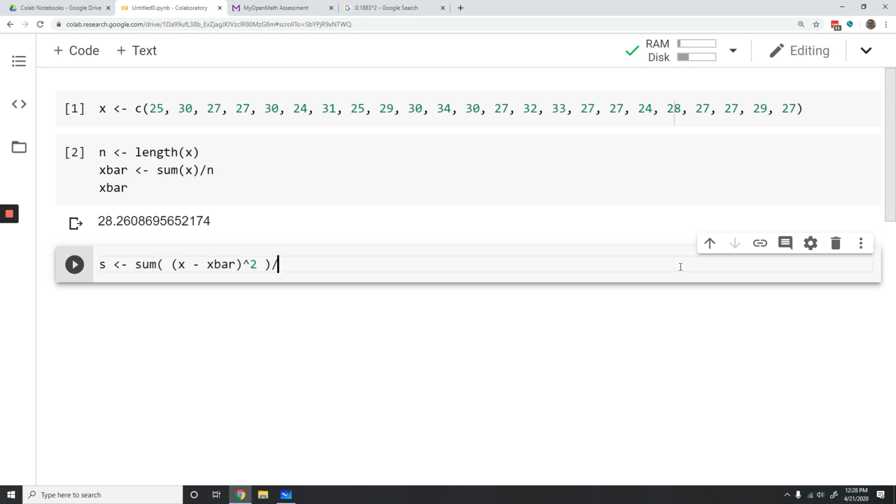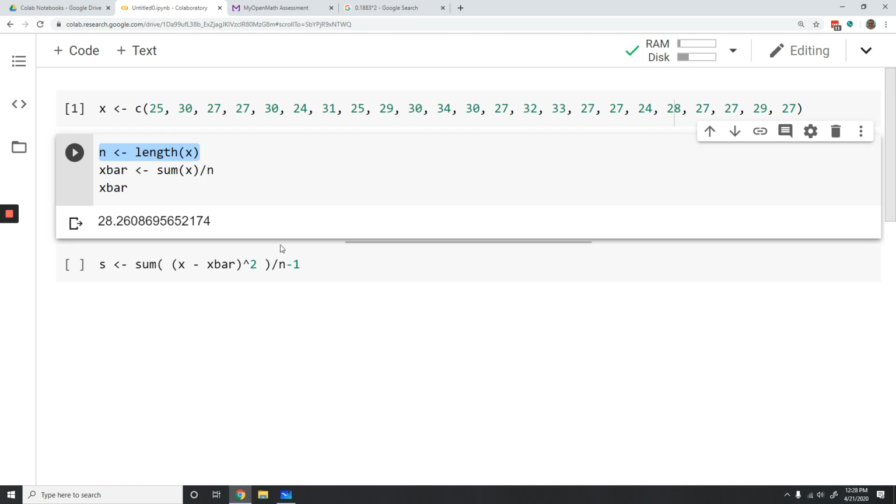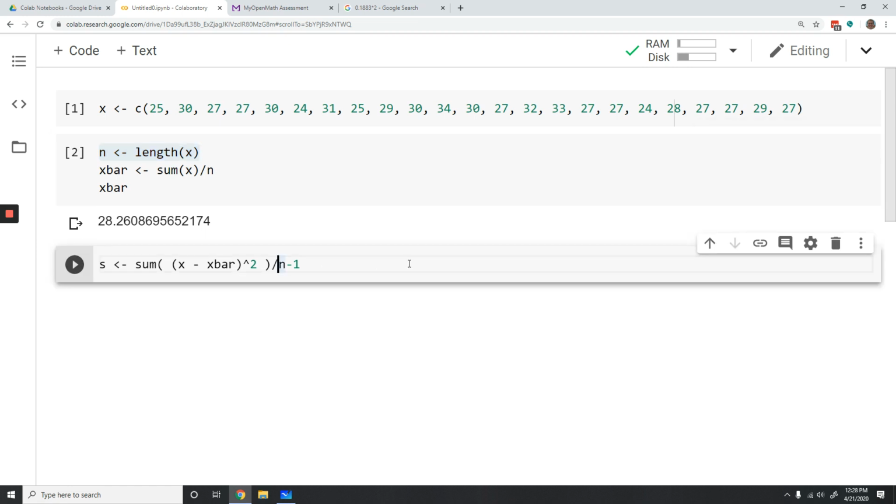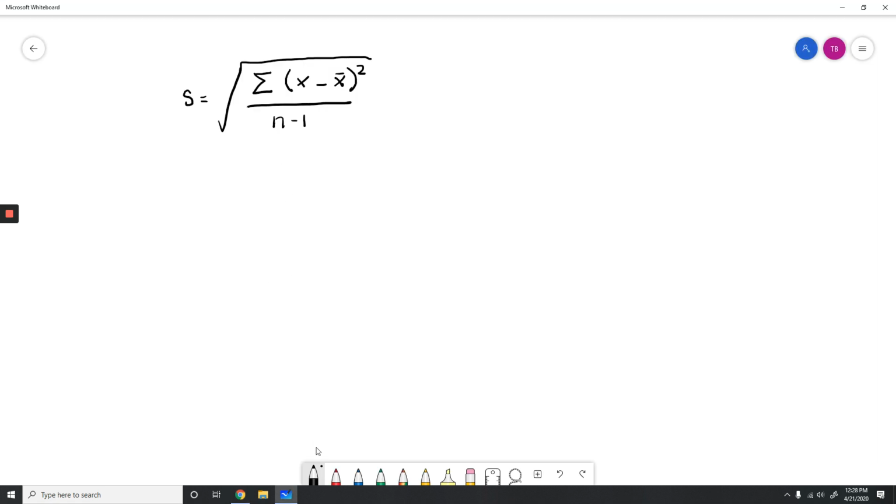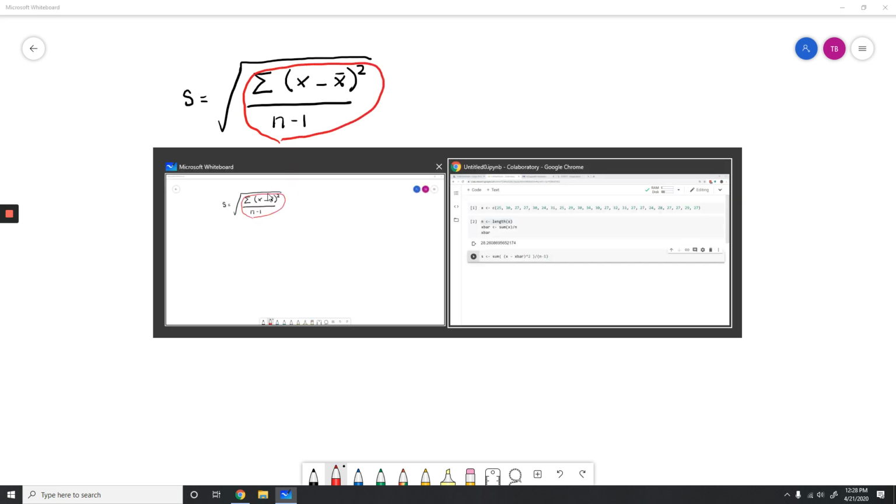And we're going to divide by n minus 1. And remember, n is our sample size. We already found that. And you want to make sure you put that in parentheses, or else it'll divide by just n. We want the whole n minus 1. We want to divide by that whole thing. Okay, so we've done everything under the root. Now we actually need to take that square root.